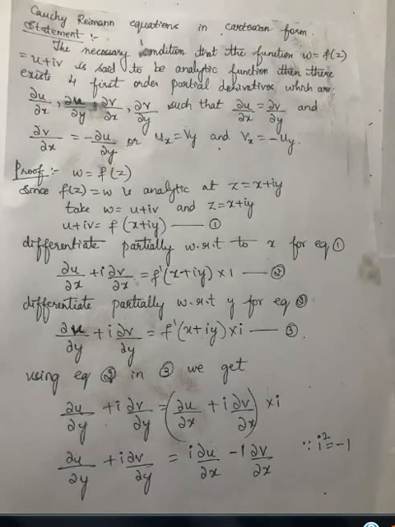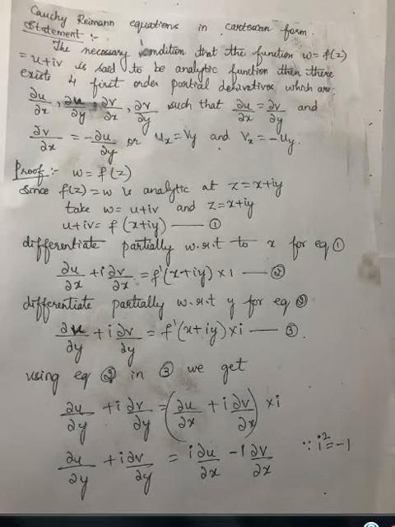Cauchy-Riemann equation in Cartesian form. Statement: the necessary condition that the function w equal to f of z equal to u plus iv is said to be an analytic function is that there exist four first order partial derivatives, which are ∂u/∂x, ∂u/∂y, ∂v/∂x, ∂v/∂y, such that ∂u/∂x is equal to ∂v/∂y and ∂v/∂x is equal to minus ∂u/∂y, or ux equal to vy and vx equal to minus uy.